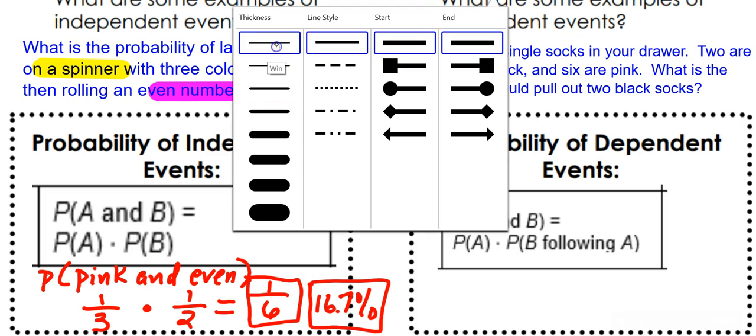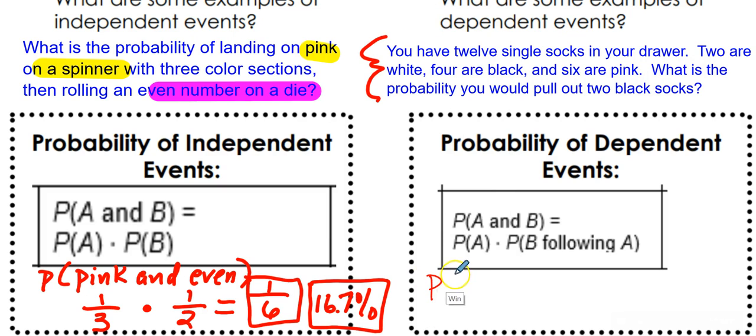So we are finding the probability of a black and a black sock, and then another black sock. All right, so the probability of getting 1 black sock, we know there are 4 black socks out of a total of 12 socks. So the probability of that is going to be 4 out of 12. Now, that's our first probability, and we'll go ahead and think about simplifying that in a few minutes.